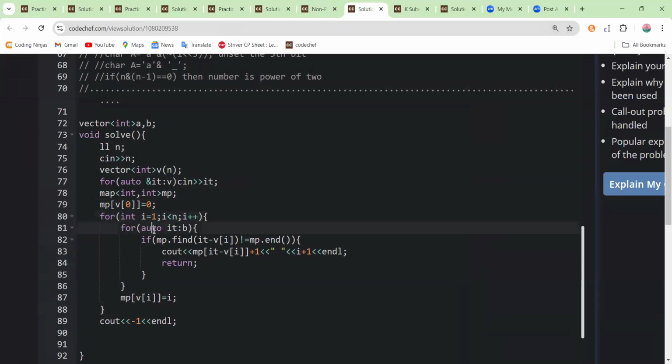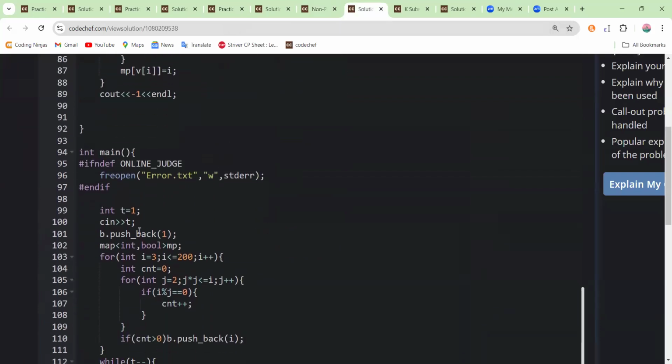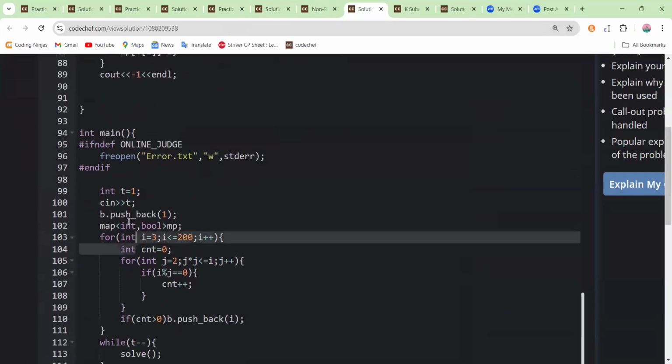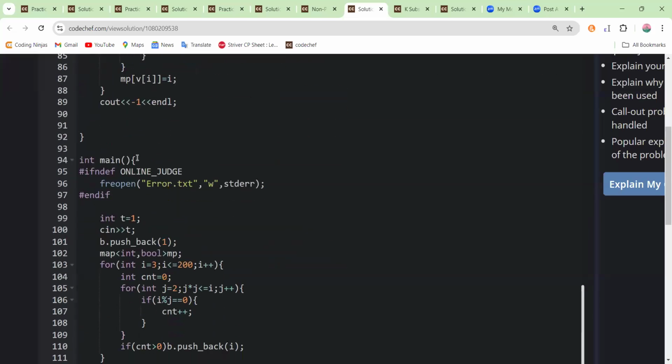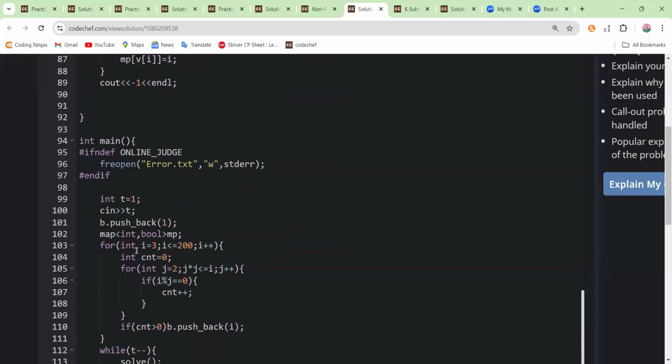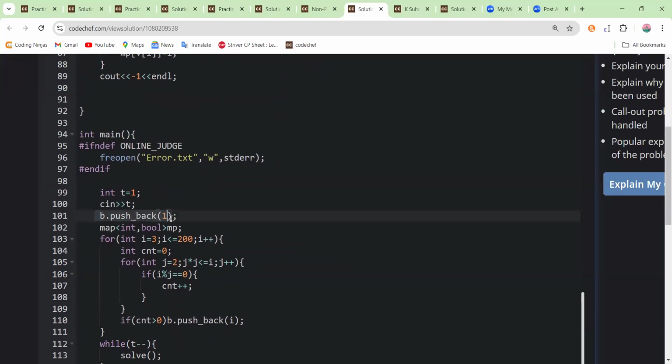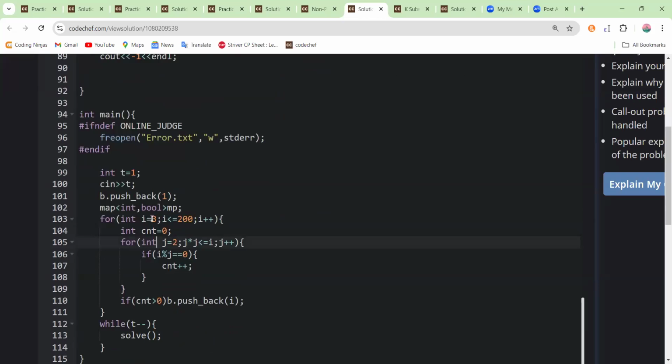But before doing this, just come over here where I took test cases as input. Then I have constructed a vector B, and in my B, I am pushing all the composite numbers. First of all, I pushed back 1. Then I am going to each and every number from 3 to 200, and checking how many divisors this particular number i has.